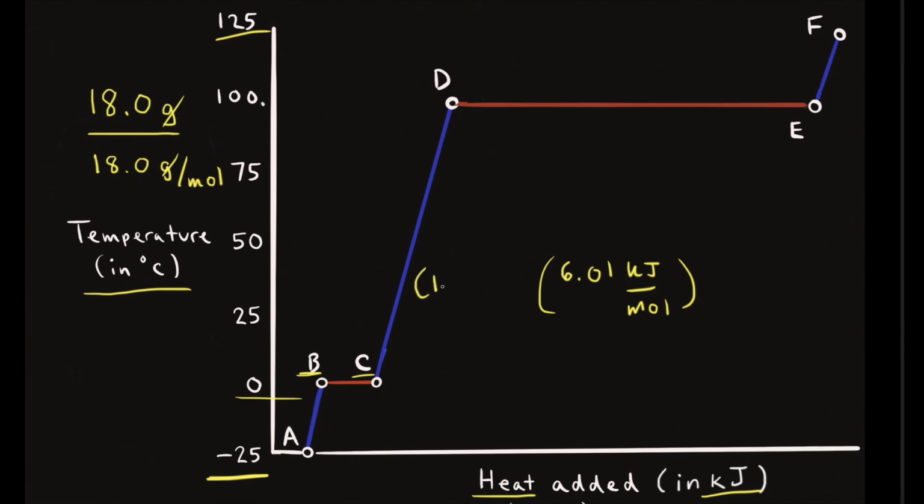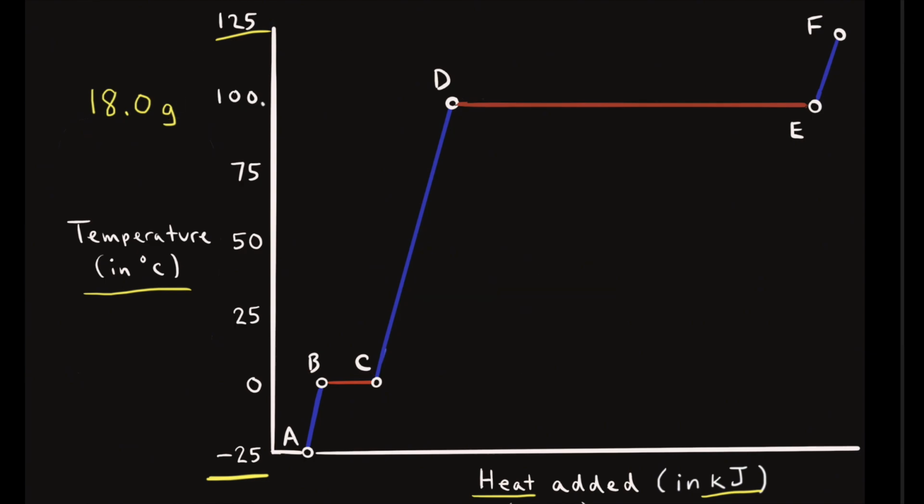So we have 1.00 moles of ice, and we multiply that by 6.01 kilojoules per mole, and the moles cancel out and give us 6.01 kilojoules. Now that all the ice is melted, we have liquid water. And so on our heating curve, we're going to heat that liquid water from 0 degrees Celsius to 100 degrees Celsius, which is the boiling point of water. So we're going from point C to point D on the heating curve.